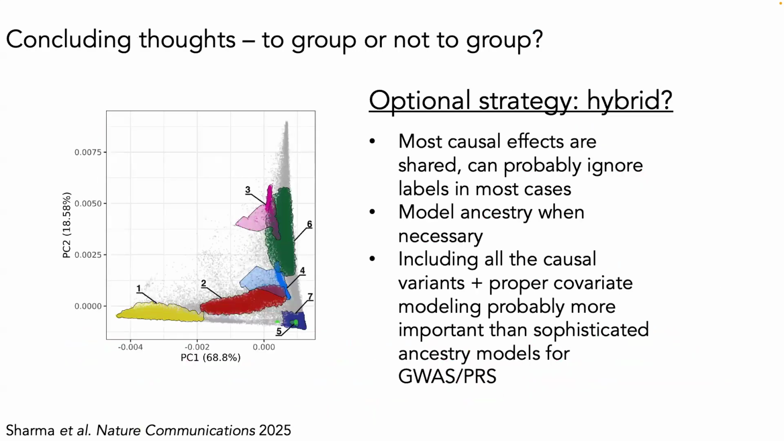And then really quick, I'll just conclude. I never got back to this: to group or not to group. What's the optimal strategy? Probably it's going to end up being a hybrid thing. Most things are shared. There are some really interesting cases where they're not. But I would argue that it's actually more important to include all the real causal variants and to deal with these covariate effects than maybe sophisticated models of different types of ancestry.